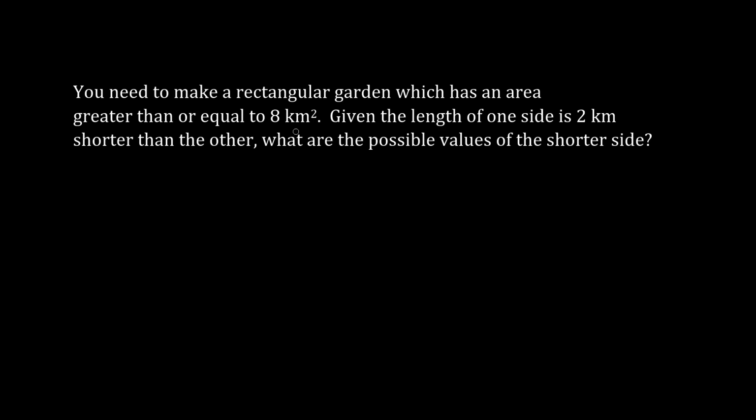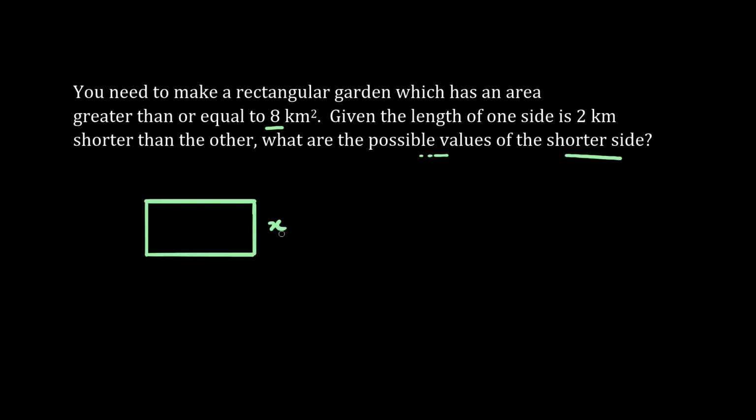You need to make a rectangular garden which has an area greater than or equal to 8 kilometers squared. Given the length of one side is 2 kilometers shorter than the other, what are the possible values of the shorter side? Because we want to find the shorter side possible values, let's call that x. It's easier to define x as what we're trying to look for.